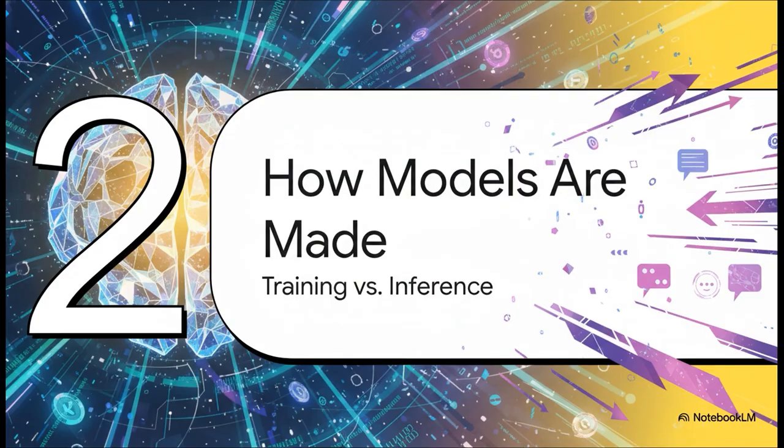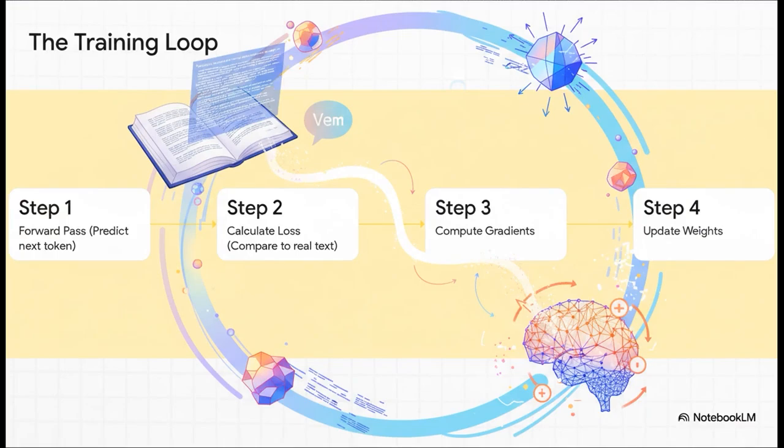Okay, so we get it. The model predicts tokens. But where does the model itself even come from? Let's take a quick second to draw a clear line between creating the model, which is training, and actually using it, which is inference. Now, don't worry, we are not going to get lost in the weeds of training, but here's the 60-second version. Training is a cycle.